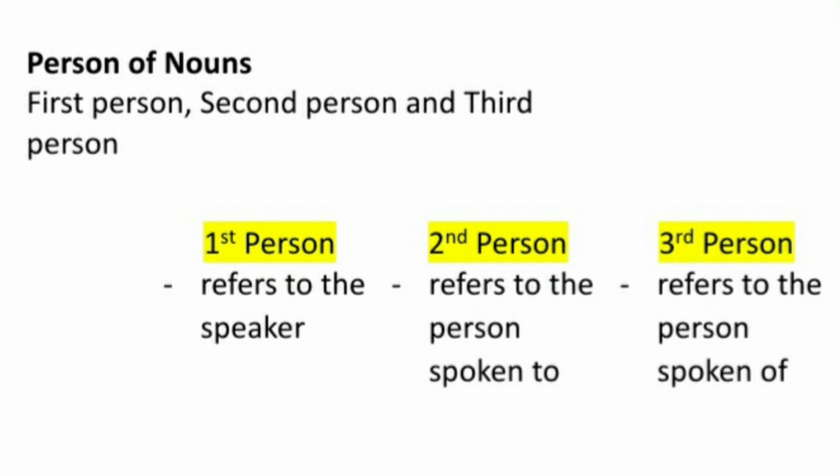And for the last one, the person of nouns, we have the first person, second person, and the third person. So the first person refers to the speaker. The second person refers to the person spoken to. The third person refers to the person spoken of.